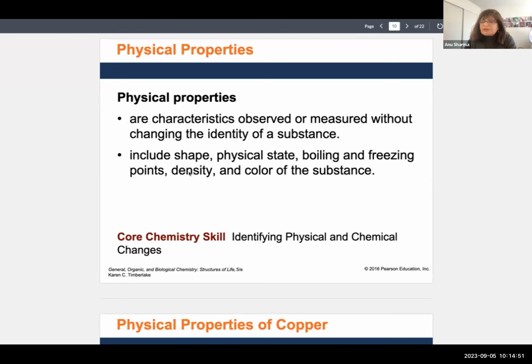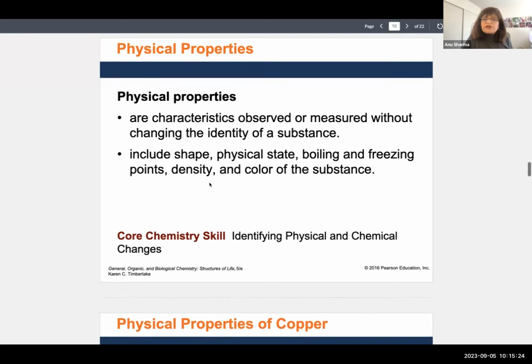Density, how heavy the substance is. Is it lighter than water or heavier than water? Will it float or will it sink? What is the color of the substance? Does the substance conduct electricity? Does it conduct heat? Can you make it into thin wires? Can you beat it into thin sheets? Will it dissolve in water, or is it not soluble in water? All those are physical properties.